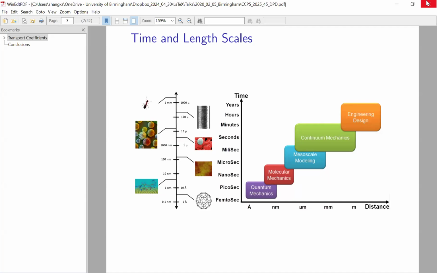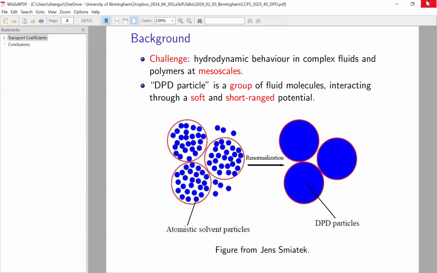And actually the mesoscale, the DPD, covers a wide range of time and length scales. As you can see, it's one of the mesoscale modelings. And I'm particularly interested in this method because it's also particle-based, like the famous Langevin dynamics. So it's between molecular dynamics and continuum mechanics. It has loads of applications. And particularly DPD is a coarse-graining technique.